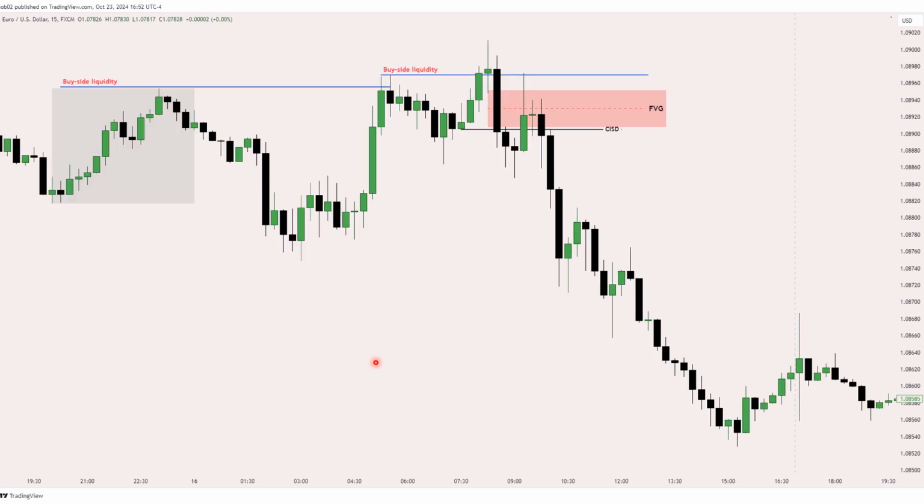On the 15-minute time frame, the Asian high was taken towards the end of the London session. When the New York session opened, it took out London session's high and proceeded to create a market structure shift with a fair value gap, which was our entry level.